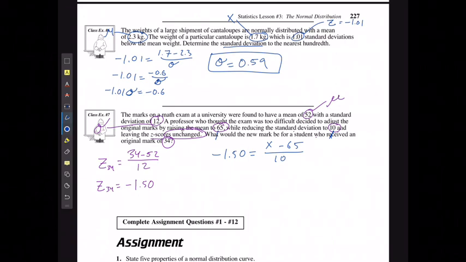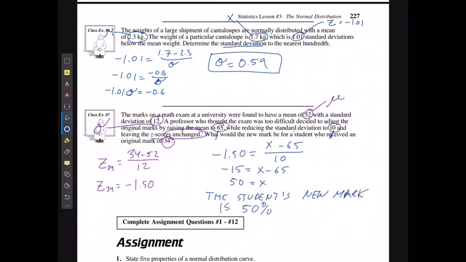So, negative 15 is going to equal x minus 65. 50 is going to equal x. The student's new mark is 50% on the test.